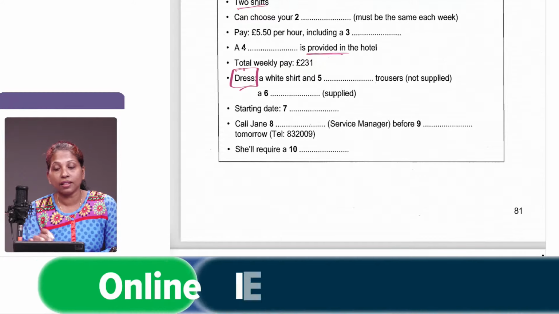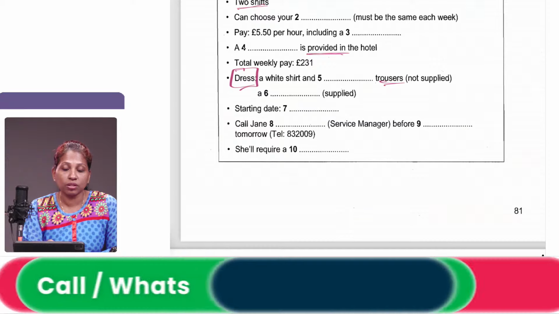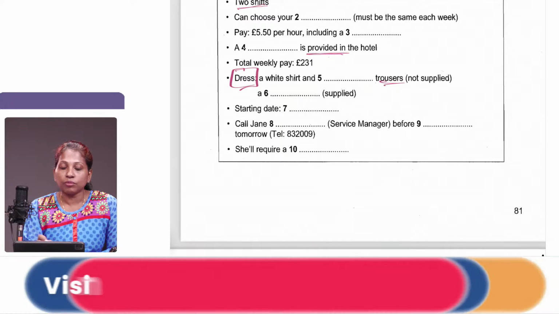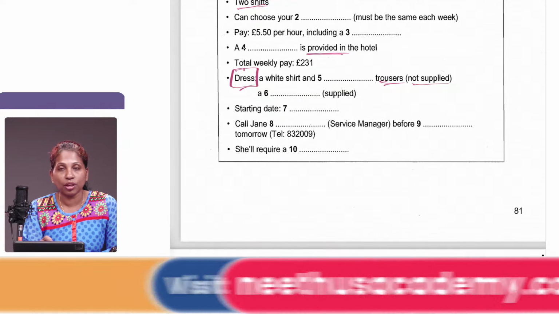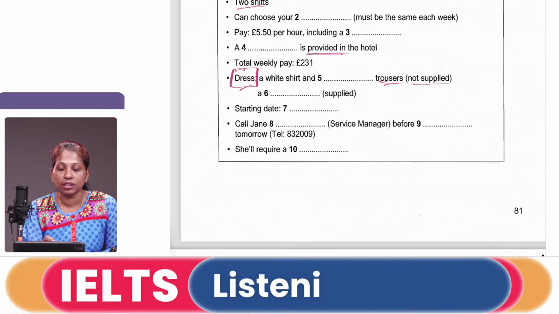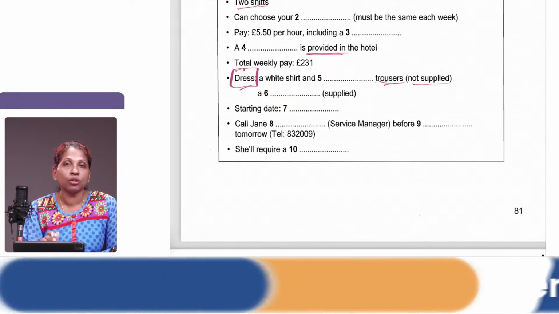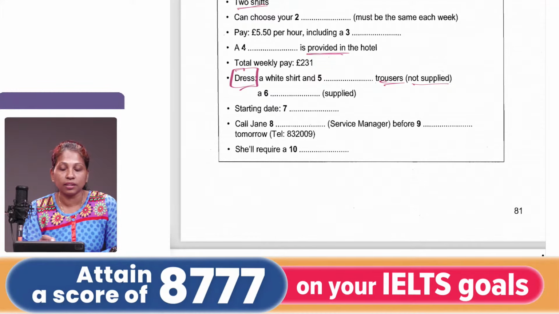A white shirt, and then what? Trousers. Maybe the color of the trousers, like they have given white for the shirt, similar to something. So you can guess it there. Then not supplied, and a dash is supplied. Something which is not supplied is trousers, and something which is supplied you have to fill in with the color of the other thing, and this is the name. Starting date, definitely this is going to be a number because you're looking for a date. So be alert with that.